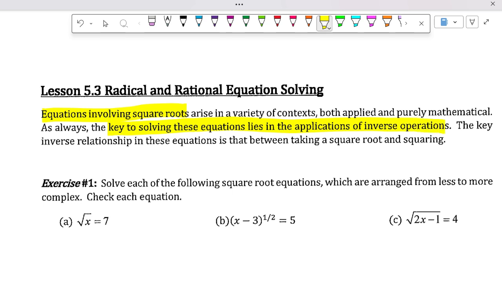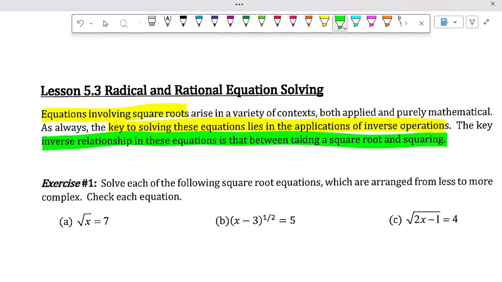Who remembers what inverse means? Owen. It means like operations that are the opposite of each other. Right, so opposite operations. Just like how addition and subtraction are inverses of each other, multiplication and division are inverses of each other. What's the inverse of a square root? A square. Good. So that is typically the key to solving these, taking a square root and squaring. When we were solving quadratics in the last unit, we were trying to get rid of the square, and we did so by taking the square root.